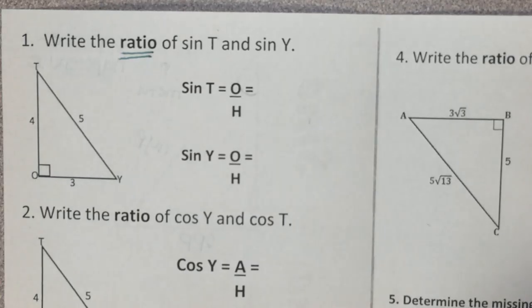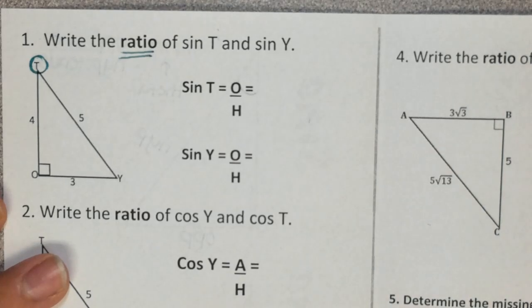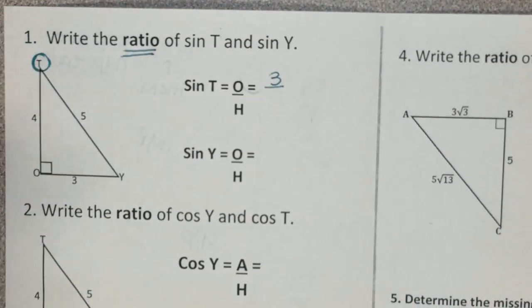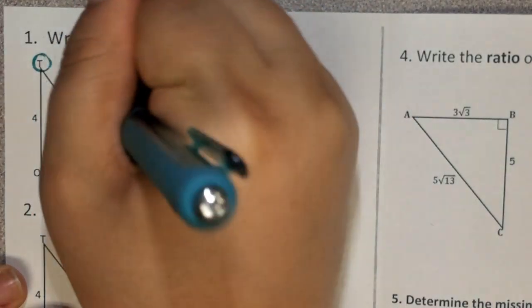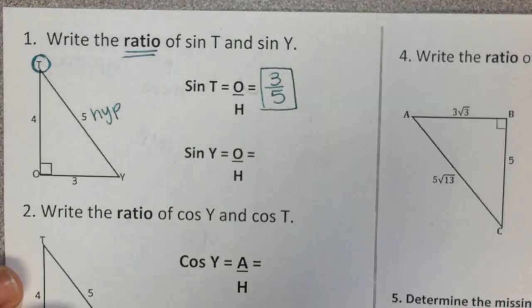So this one's the sine of t. Everybody circle t. Sine is SOH. What is opposite of t? 3. Oh, you were giving me the letters? I just want the number. Sorry. And what is the hypotenuse here? 5. So my sine of t, the ratio is 3 over 5, and that's it.